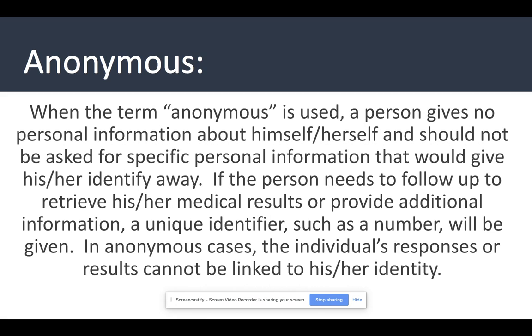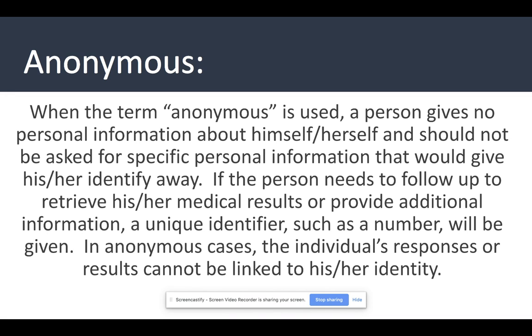The next one is anonymous. When we use the term anonymous, this means that no personal information is given about a person or a client. And we shouldn't be asking for specific personal information that might give their identity away. If that person needs to follow up or retrieve information, say medical results, or provide additional information that they need to refer to later, a unique identifier such as a number can be provided. In anonymous cases, the individual's responses and results cannot be linked to his or her identity.